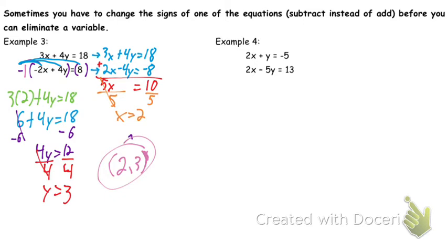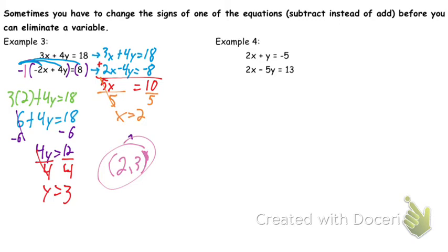Questions on that one? So we had an extra step here. What was that extra step? Multiply one of the equations by -1. Now, did it matter which equation we multiplied by -1? It really didn't, guys. It really didn't, because here's the thing.